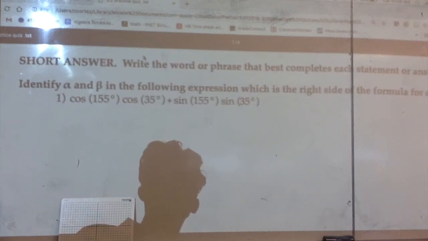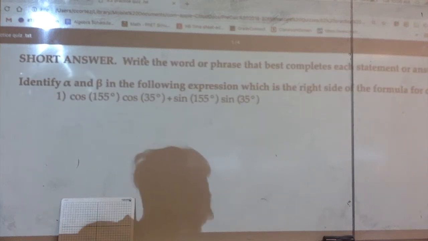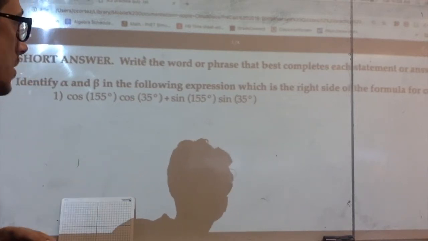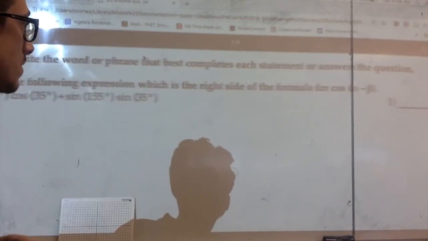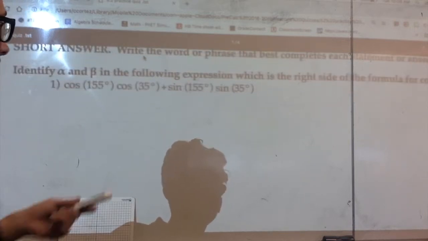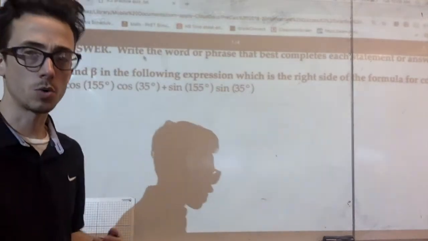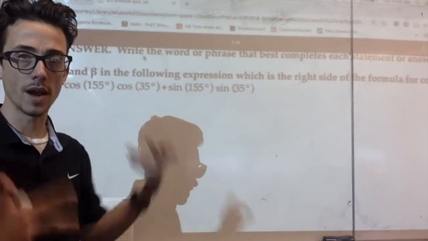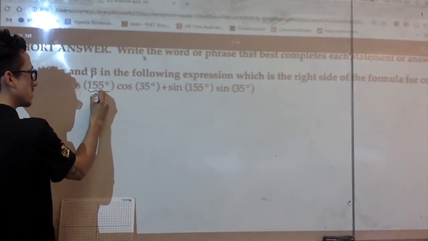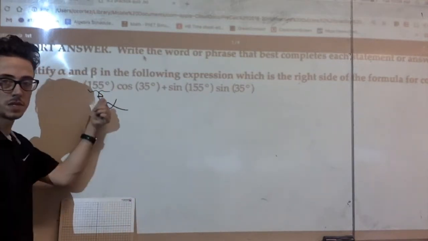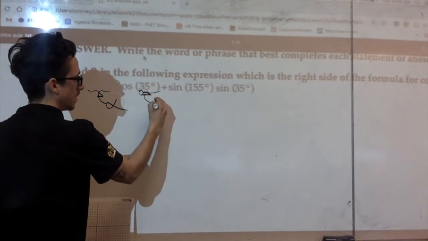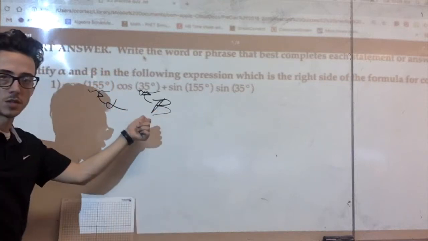this one is pretty easy. All we're being asked to do is identify alpha and beta in the following expression, which is the right side of the formula for cosine alpha minus beta. So they already have the equation pieced together. All we're doing here is figuring out what alpha is, what beta is. So I know that alpha always goes first. So 155 is going to be alpha. Beta is going to be 35 degrees.